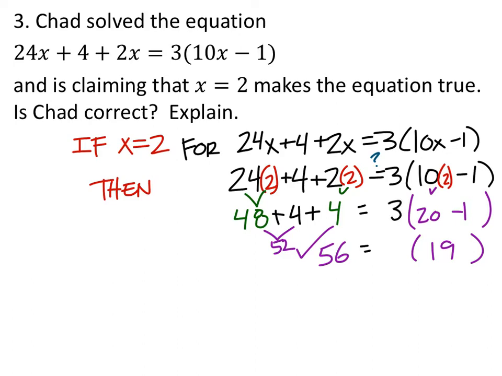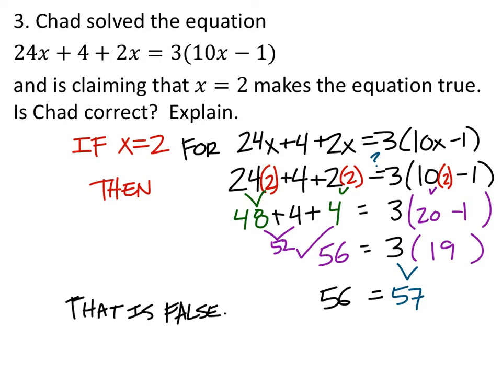But it's 3 times that set of parentheses. So 3 times 19, which is 57. So does 57 equal 56? Now that is false. So we'll cross that out, the equal sign. And that makes x equals 2 not a solution.